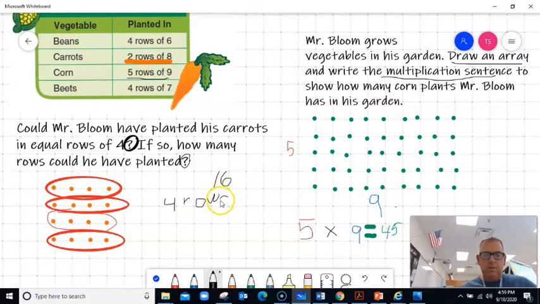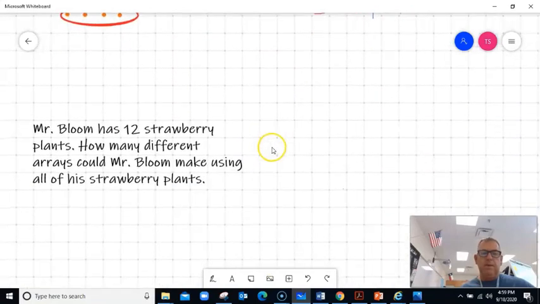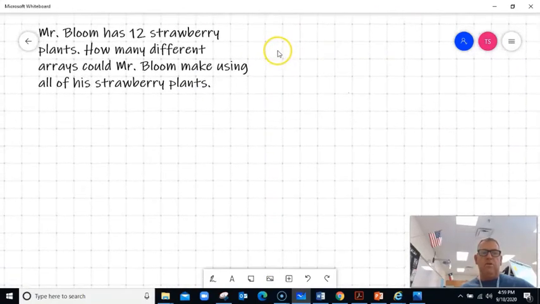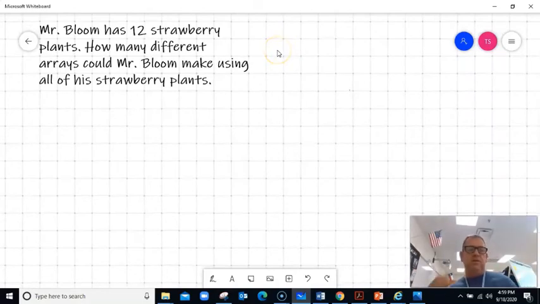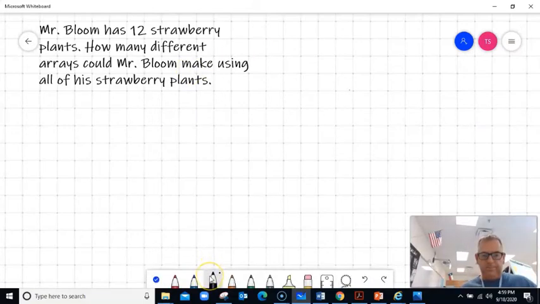Getting better. 4 rows. Okay, let's go ahead and look at our last guided practice problem. This one is talking about strawberry plants. We don't need the table, but it does say right here that Mr. Bloom has 12 strawberry plants. How many different arrays could Mr. Bloom make using all of his strawberry plants? So we're going to go ahead and give it a try.